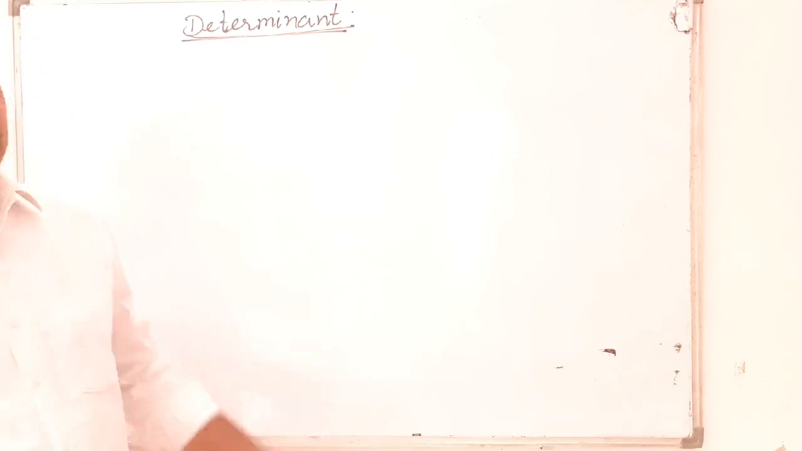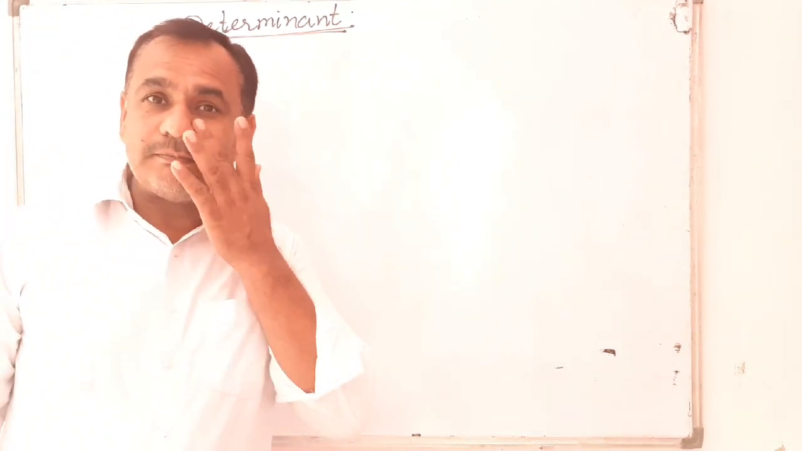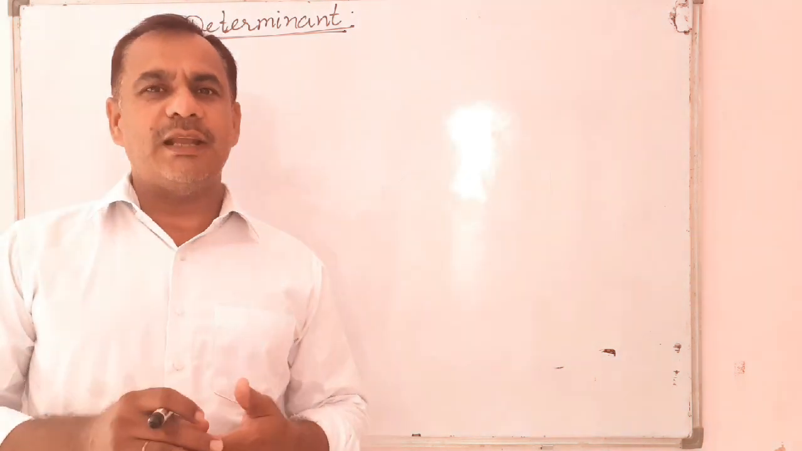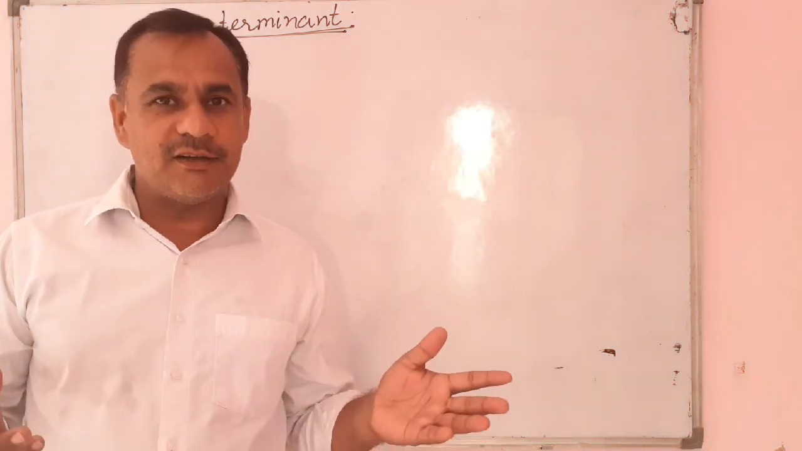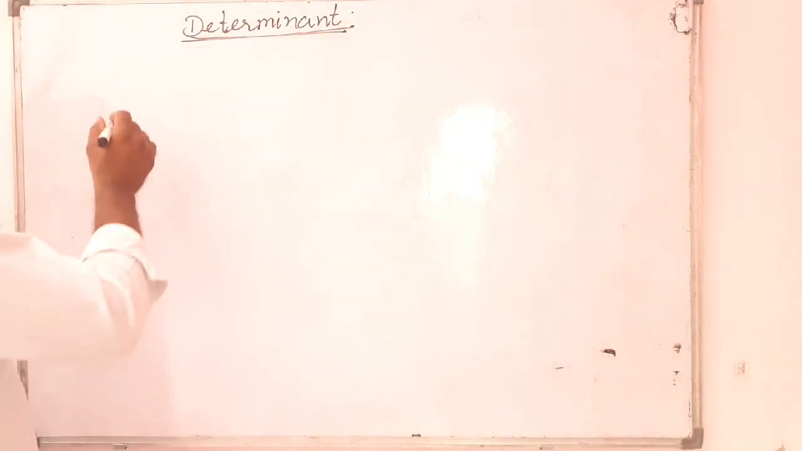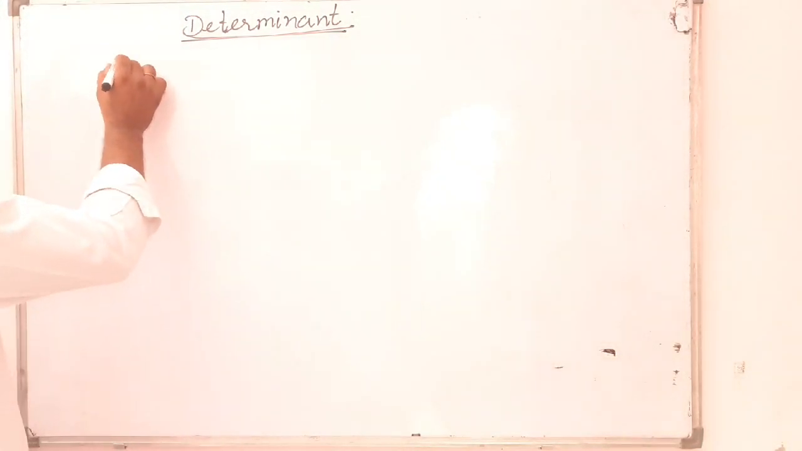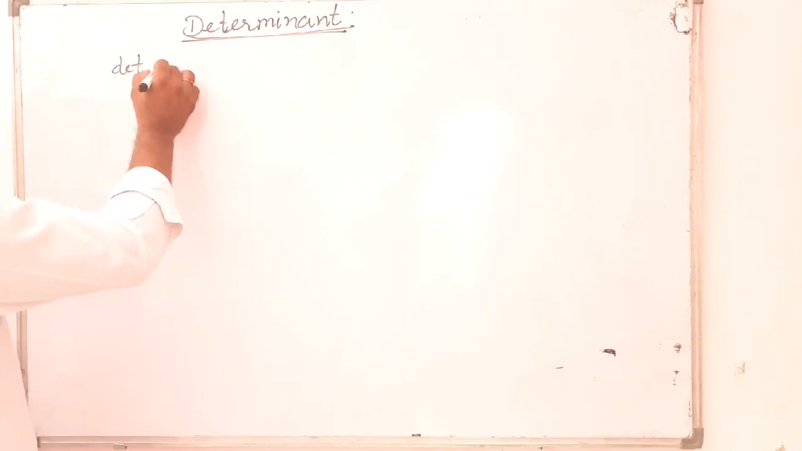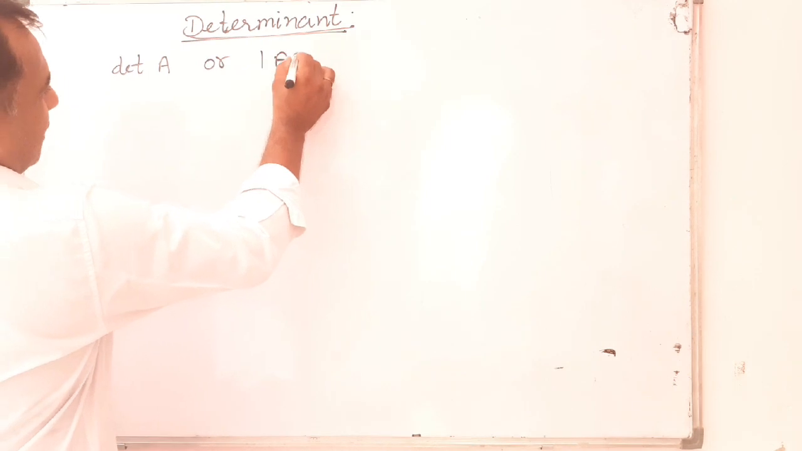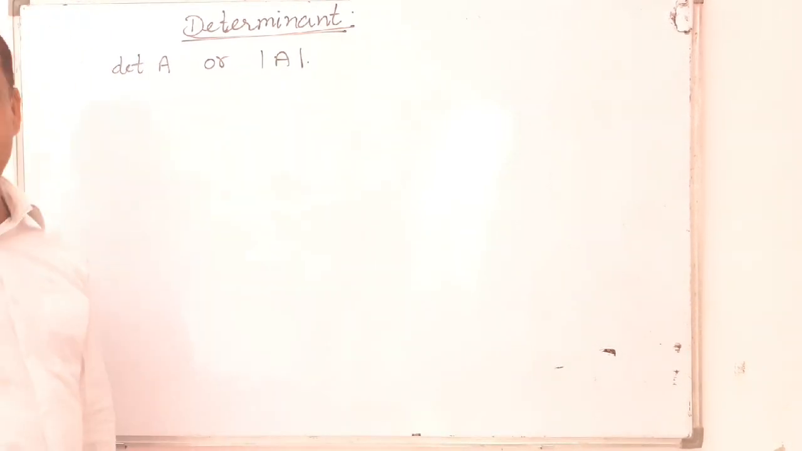Determinant is the special form of the matrix, and all the square matrices convert into determinants. First, the determinant is represented by |A| or det A, and read as determinant A.